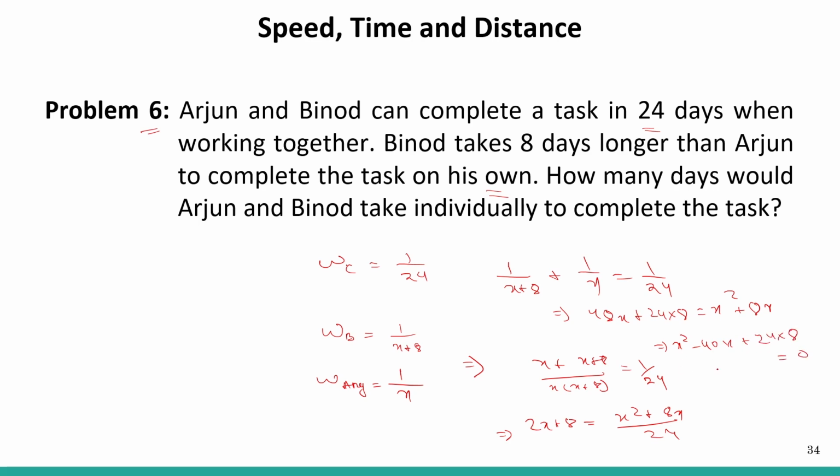Okay, so solving this quadratic equation, we are left with some x value. That will be the amount of time that Arjun takes to complete the task. So solving it using the Sridharacharya formula, x is equal to minus b, that is 40, plus or minus root over 1600 minus 4 into 24 into 8, okay, so this much by 2.